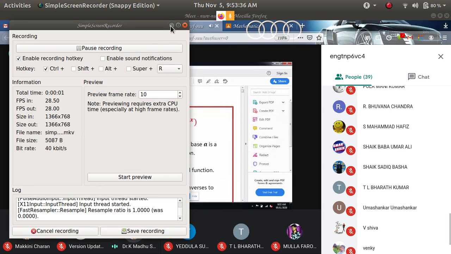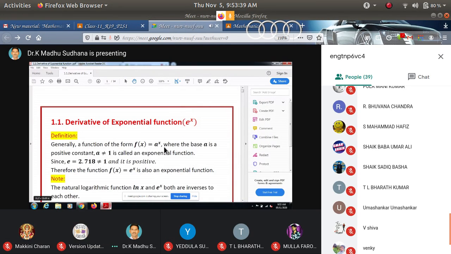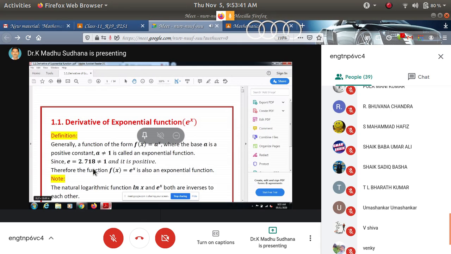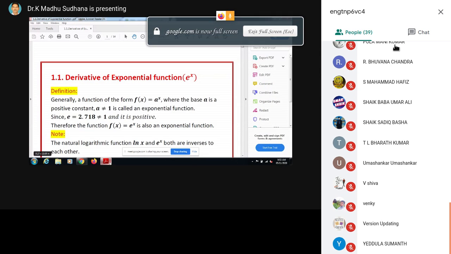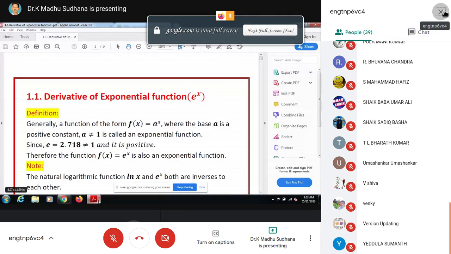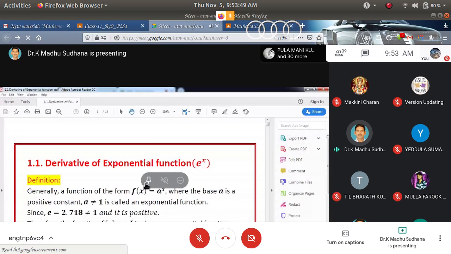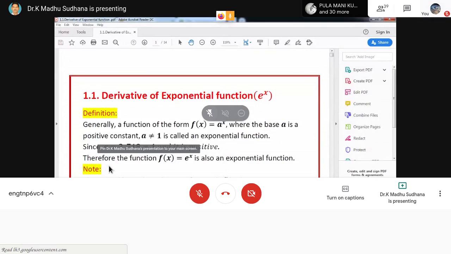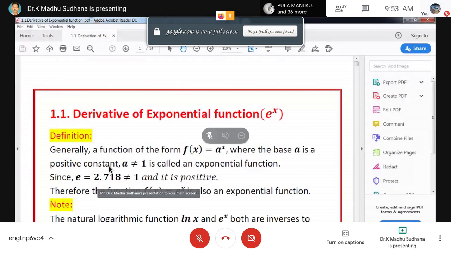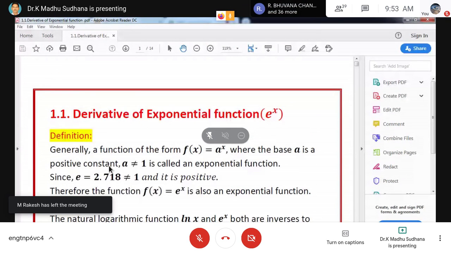e equal to 2.718, which is not equal to 1. But this e value is always positive. Generally, not only e power x, a power x can also be called an exponential function, where a is positive and a is not equal to 1. That is also called the exponential function.